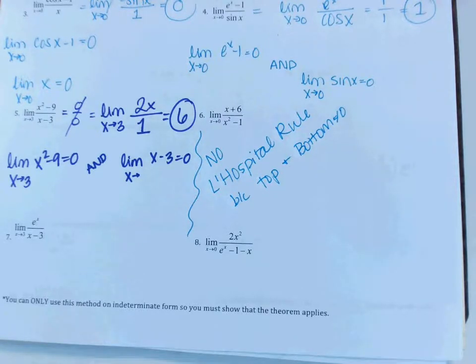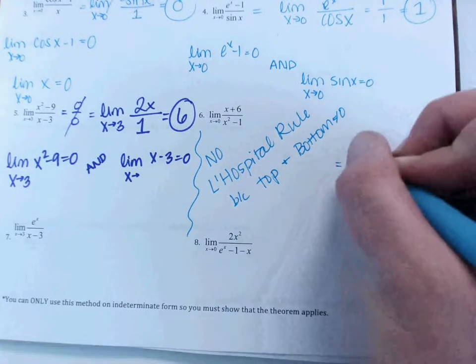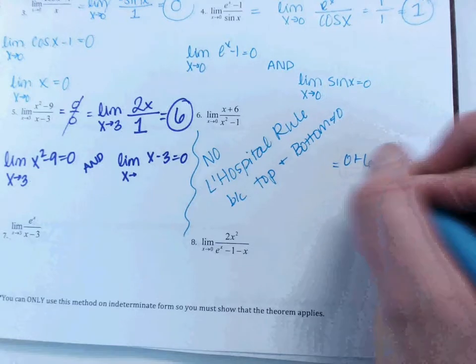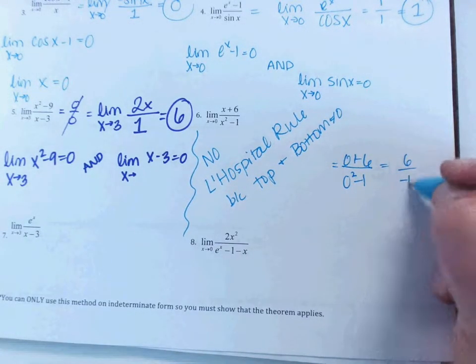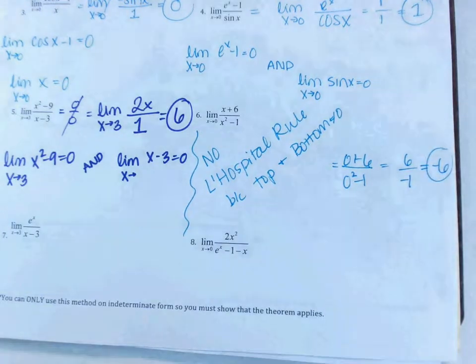Okay, so all you would do, if it doesn't give you 0, just plug it in, just like you did on your test. So on top, what would I get when I plug in 0 to x plus 6? 0 plus 6 is 6. What would I get on bottom? 0 squared minus 1 is negative 1, so it's negative 6.